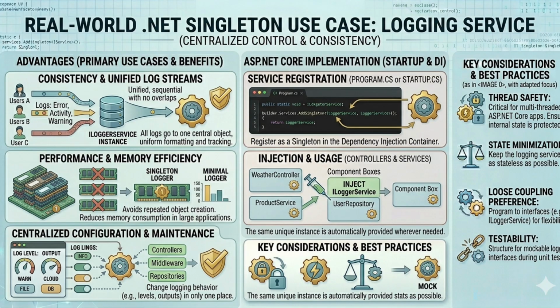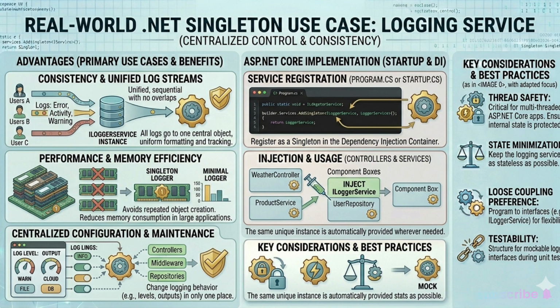In a real-world .NET application, one of the most common and practical uses of the Singleton pattern is in implementing a logging service. Consider a large ASP.NET Core web application where multiple components such as controllers, services, repositories, and middleware need to log information like errors, warnings, and user activities. If each component creates its own instance of a logger, it can lead to inconsistent logging behavior, increased memory usage, and difficulty in managing log outputs. To solve this problem, the Singleton pattern is used to ensure that only one instance of the logging service exists and is shared across the entire application.